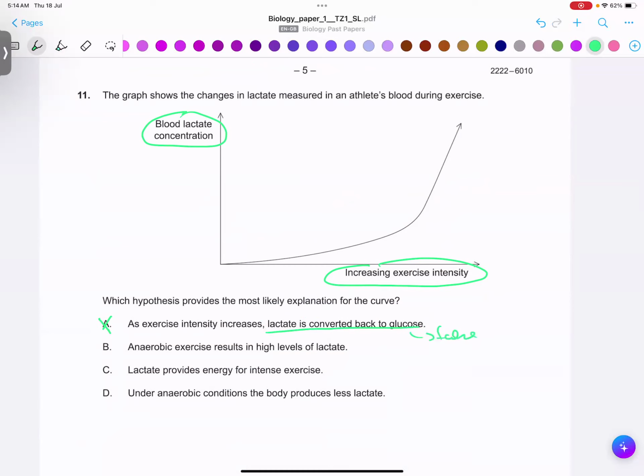Anaerobic exercise results in high levels of lactate. So this is true. Lactate provides energy for intense exercise. No, because this is when lactate happens when there's a breakdown. Under anaerobic conditions, the body produces less lactate. So that is false. It actually produces more because the muscle produces lactate. So the right answer is B in this scenario.